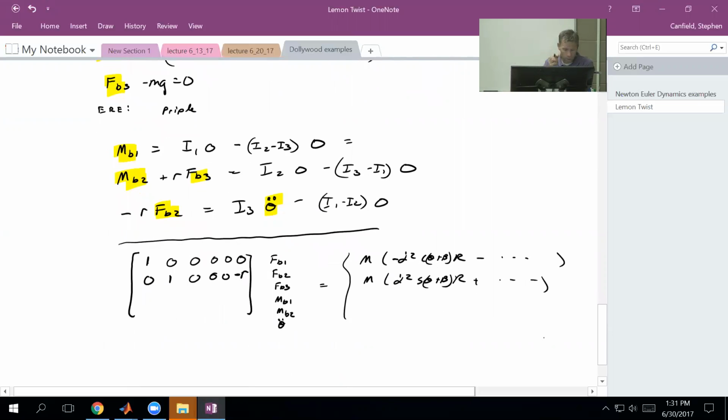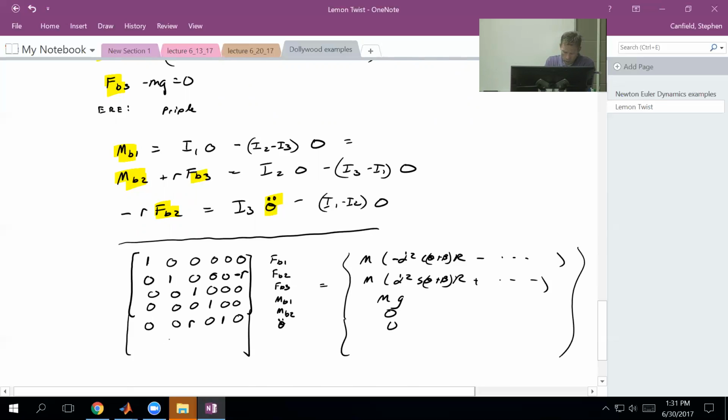And the third equation, FB3 equals mg. Fourth equation, MB1 equals 0. Fifth equation, MB2 equals R FB3. So I get an R there, a 1 here, and a 0 on this side of the equation. And my last equation, I get a negative R FB2, I get an I3 FB3. And it's going to be negative because I've got to pull it over. And then I end up with a 0.